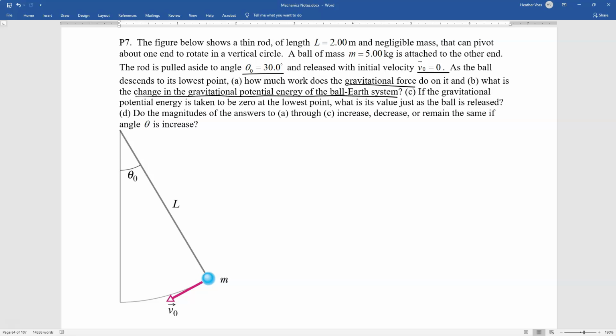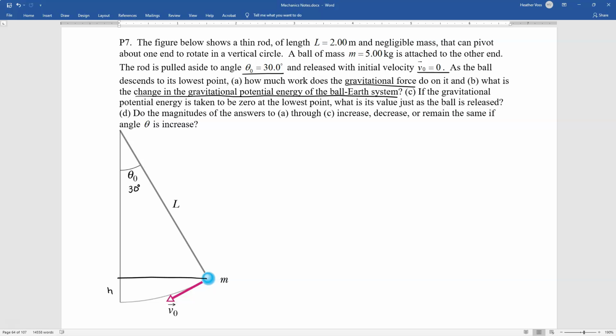So let's start there. The first thing we need to figure out is what height we released this ball from, because we need to know our displacement. So let's use some basic trig. This is our height, h. If I look at this angle, this is 30 degrees.